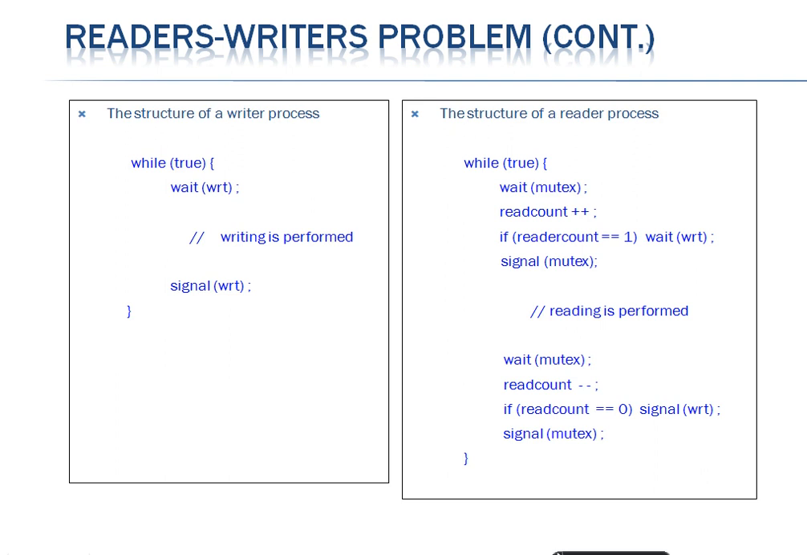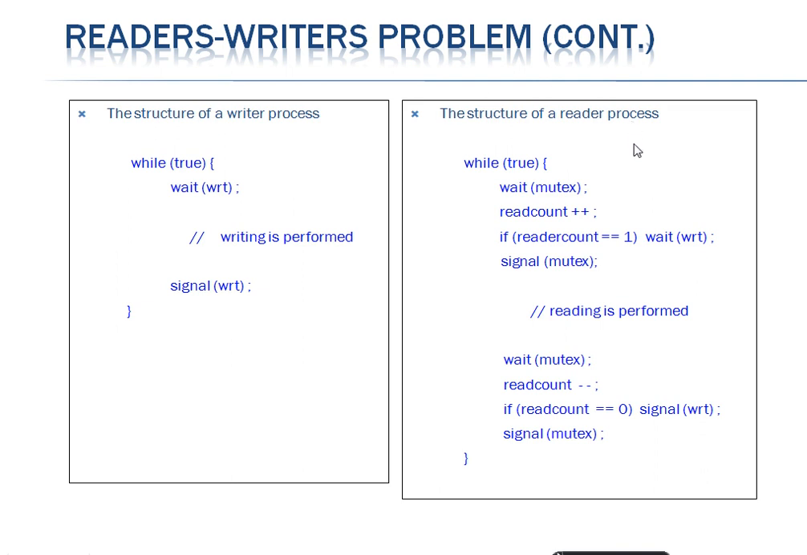Now let us have a close look at the writer's process as well as the reader's process. In the writer's process, we have a while loop. While the condition is true, wait on the write semaphore is invoked and the writer writes the data element, which means it manipulates the data element. Then it invokes a signal over the write semaphore.